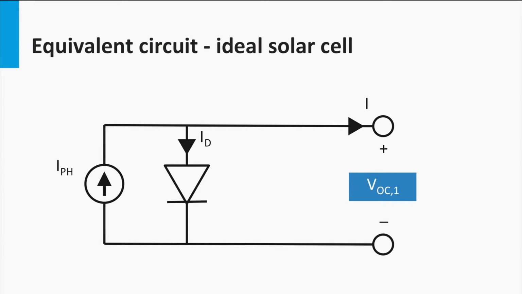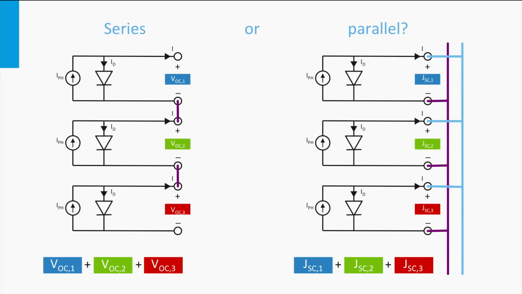Here we show the equivalent electric circuit of an ideal single junction solar cell. Every p-n junction in a multi-junction solar cell can be represented by this circuit. However, how will these solar cell circuits be connected in the representative multi-junction circuit? Will the cells be connected in series, or are the 3 cells connected in parallel? Take a few seconds to think and answer.